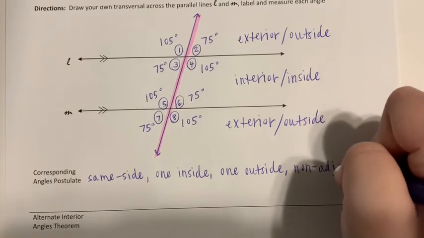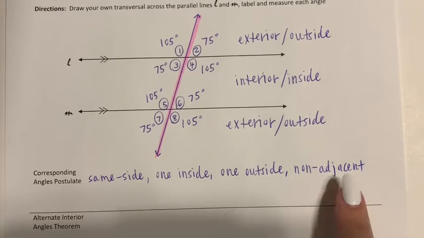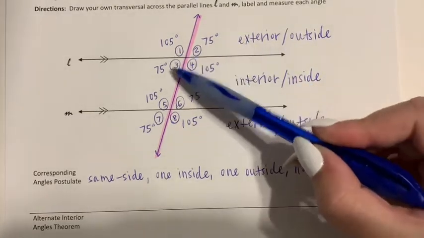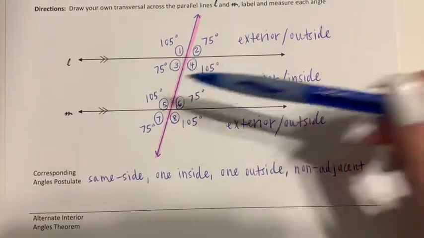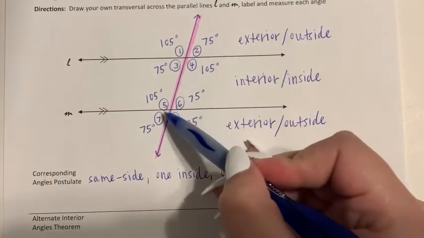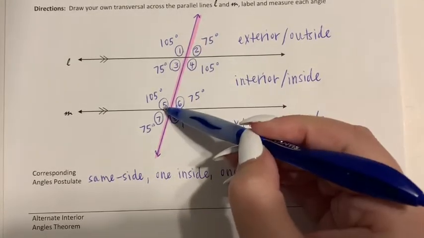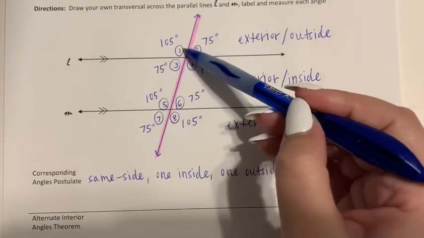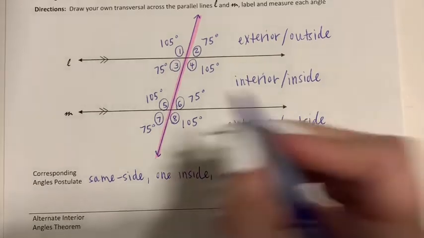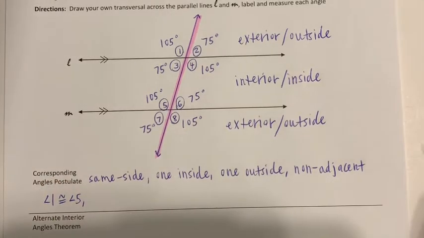non-adjacent. Adjacent meaning next to each other. So they cannot be next to each other. What that means is I can't say 1 and 3 are corresponding angles, because 1 and 3 are adjacent angles. They are next to each other. So angles 1 and 5 right here would be corresponding because they're both to the left of my pink transversal. One of them is in the inside region, one of them is in the outside region, and they are not adjacent. I can say that angle 1 is congruent to angle 5.